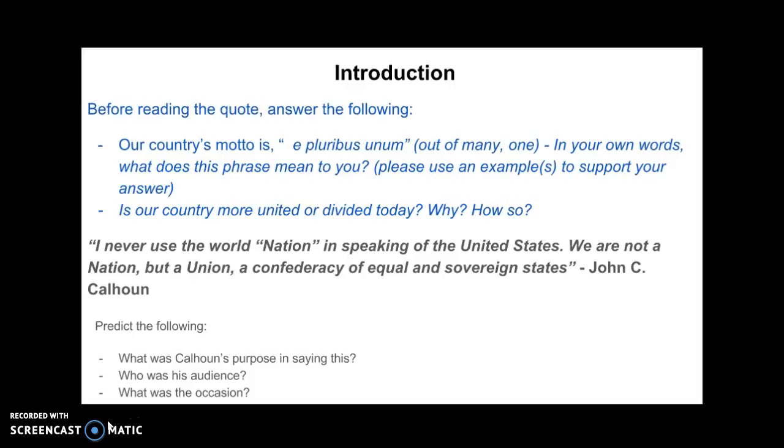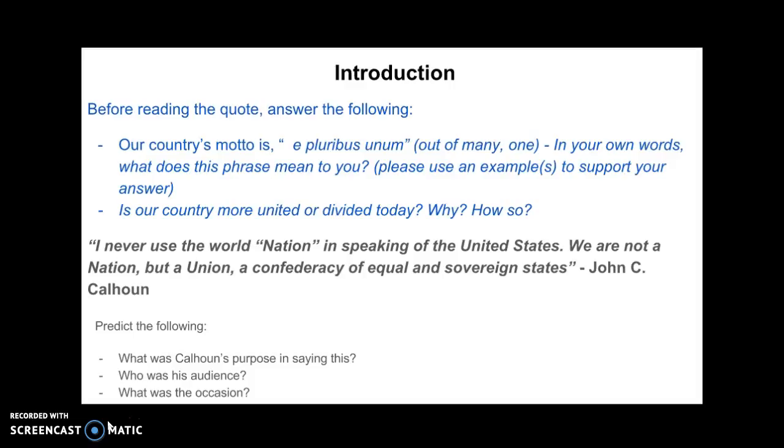The second thing I want you to do for the introduction is I would like to know your opinion. Is our country more united or divided today? Why and how so? So what I would do is pause the video and take a moment to discuss both parts in blue with your partners. Jot down your answers and then resume.